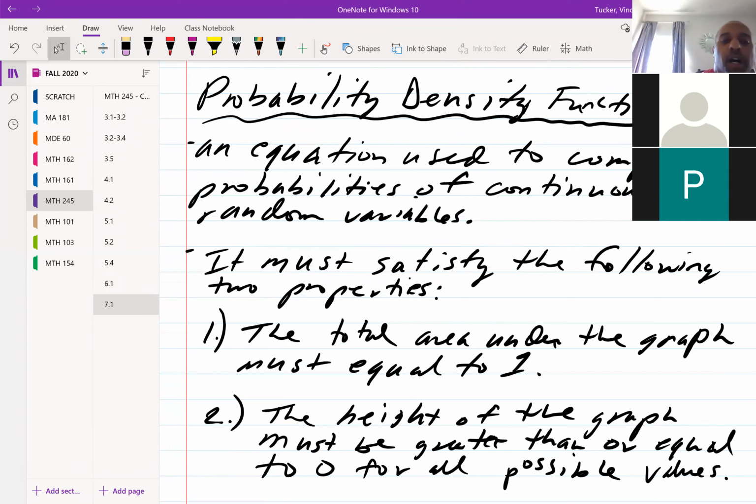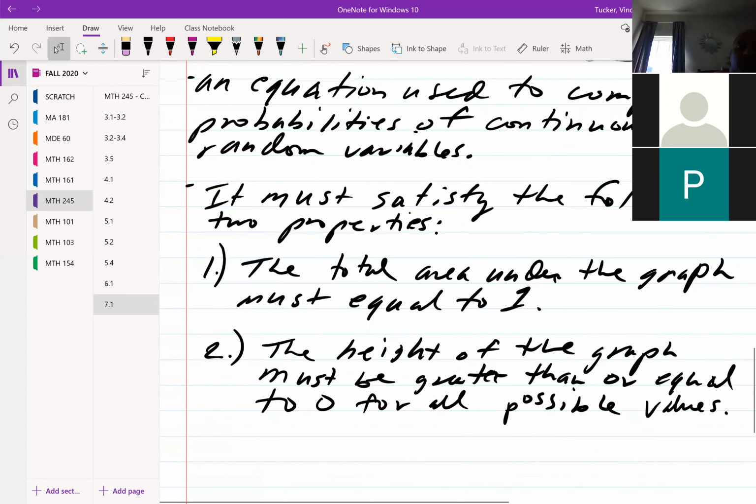So the probability density function, also known and shorthand written as PDF, is an equation used to compute probabilities of continuous random variables. It must satisfy the following two properties. Total area under the graph must equal 1, and the height of the graph must be greater than or equal to 0 for all possible values.